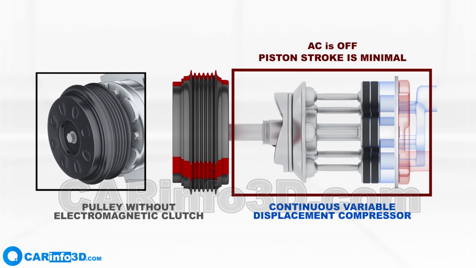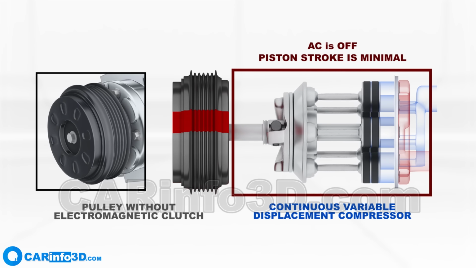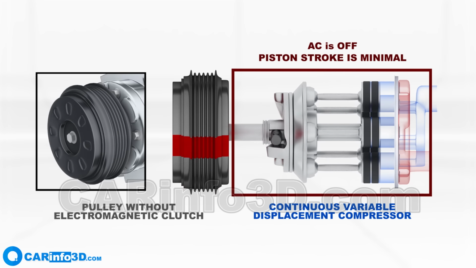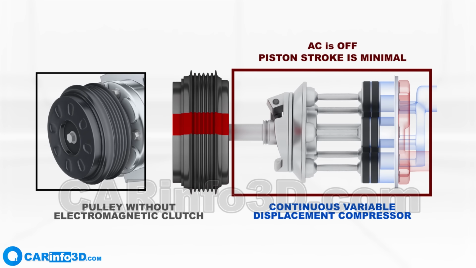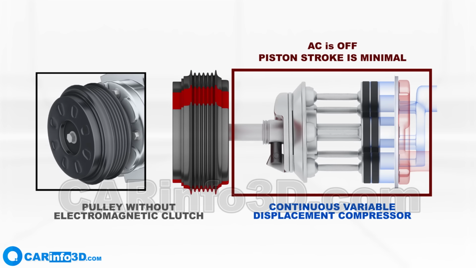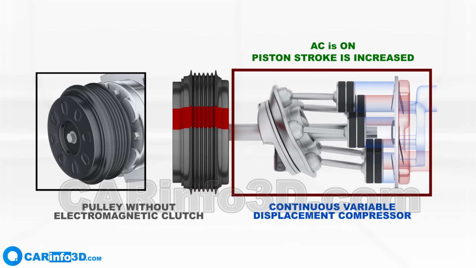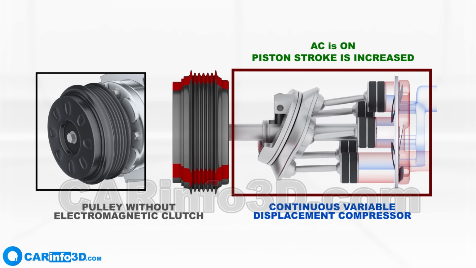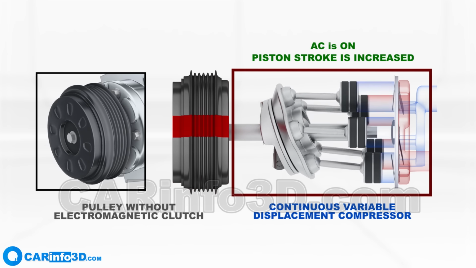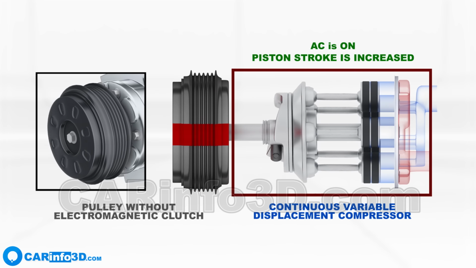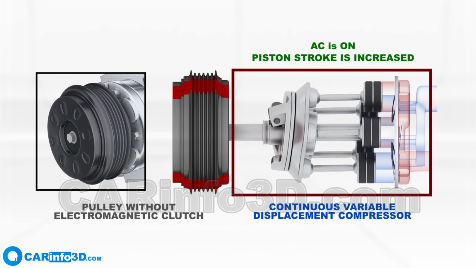For example, the air conditioner is now turned off. The compressor is still running, but the piston stroke is very low, and the compressor draws minimal power from the engine. When we switch on the air conditioner, the piston stroke is increased and adjusted to the desired performance. Note that such a variable displacement compressor can also feature an electromagnetic clutch.